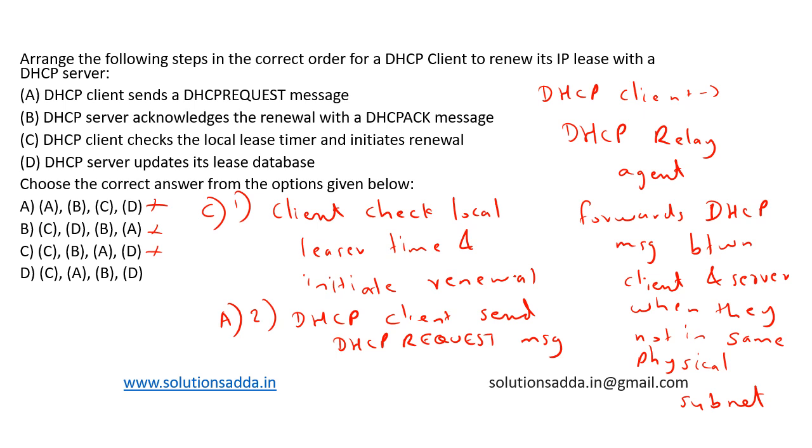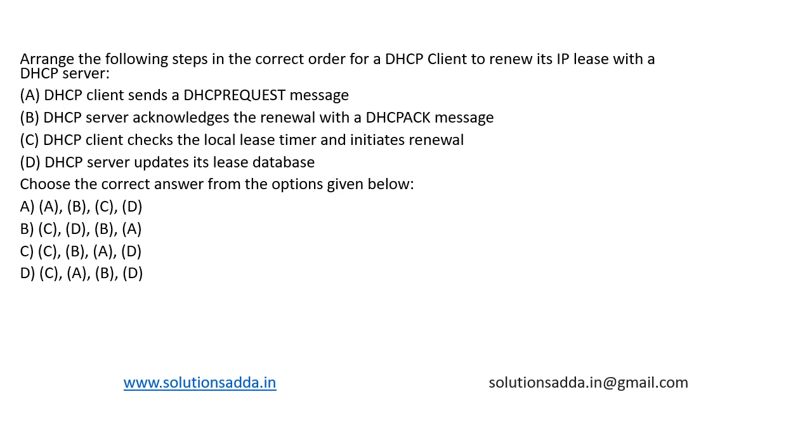Once the client has sent the request, the DHCP server acknowledges the renewal with a DHCP ACK message. That is, the DHCP server will receive the DHCP request from the DHCP client. And if the server determines that the request is valid and the IP address can be renewed, then the server sends back a DHCP ACK message. So now the order is C, A, and B.